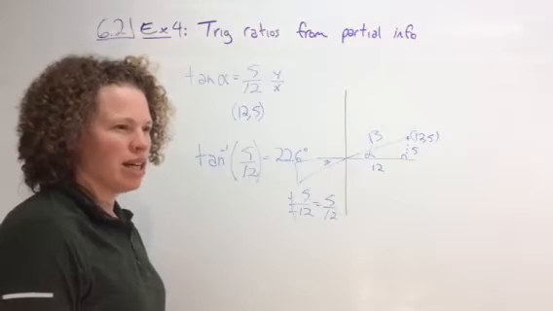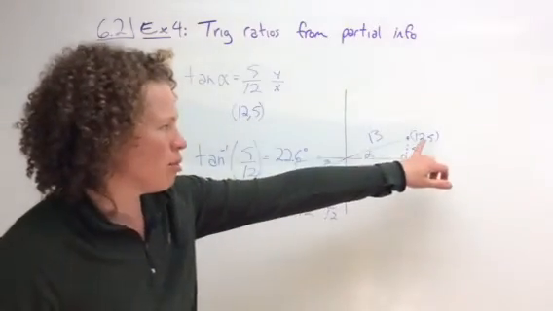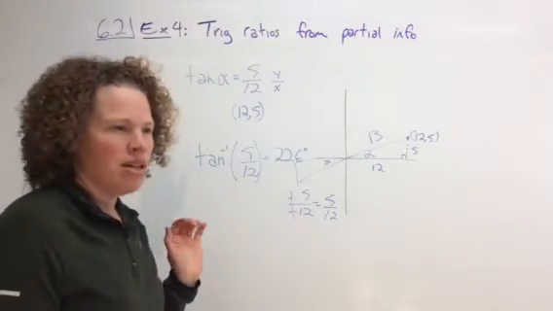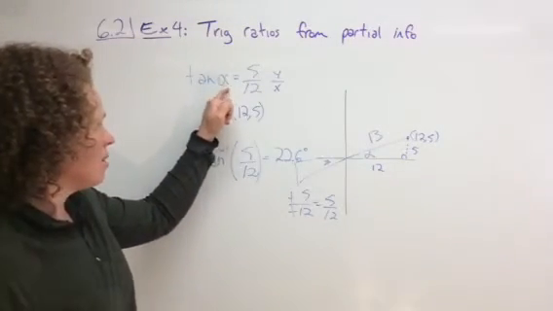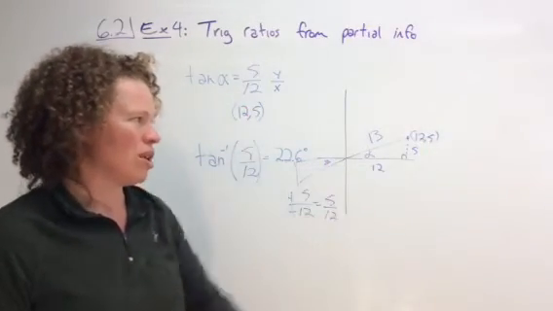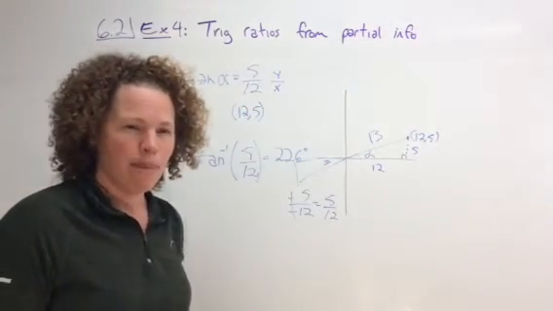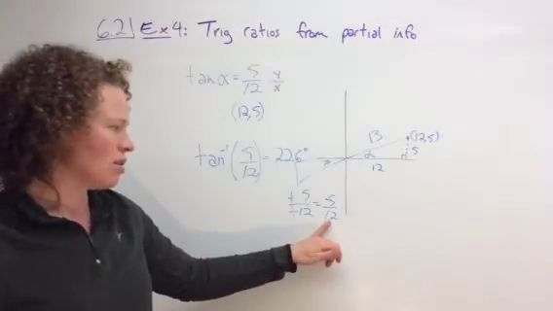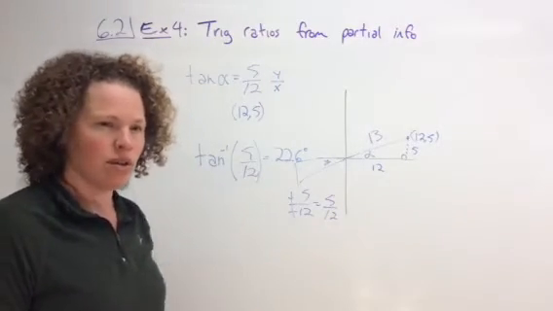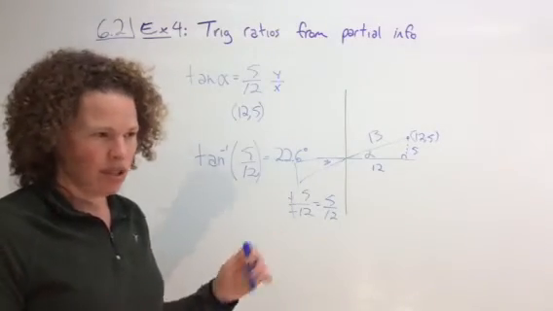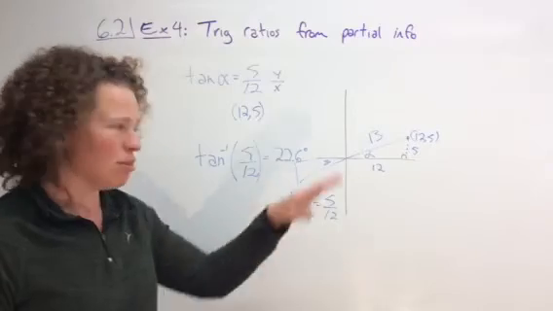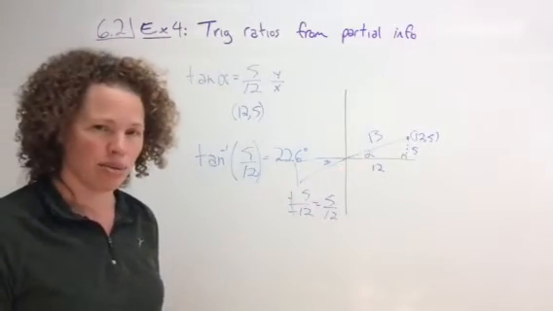The only time there'd be one angle is if they actually told us that our point was 12 and 5, and that was it, the end, done. This one, they told us that tan was 5 over 12, so we assumed the point was 12 and 5. But it could also have been negative 12 and negative 5. So if they give you the point, good, that's fixed. If they give you the ratio, you can interpret it as this point, but you'll also have to interpret it as the other point.